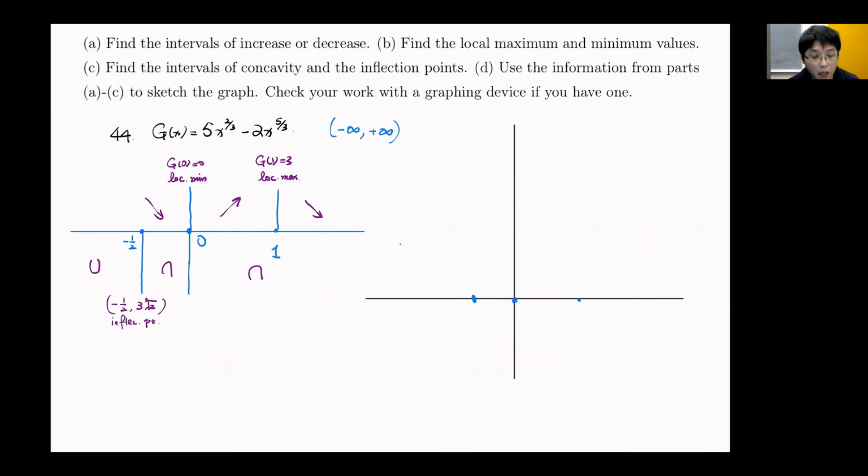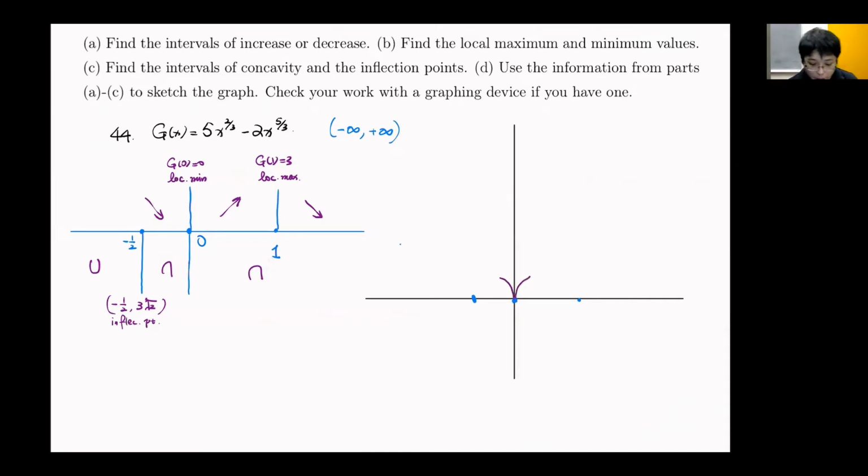So the only possibility for the function to be concave downward to the left and downward to the right at the point 0 is that the function is going to have a cusp at the point 0. So really, the diagram should look like this.